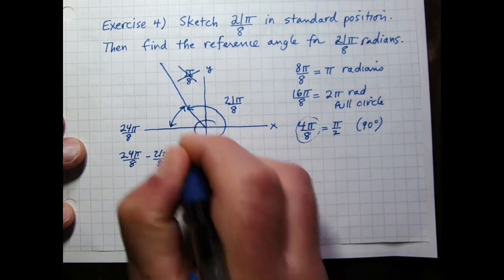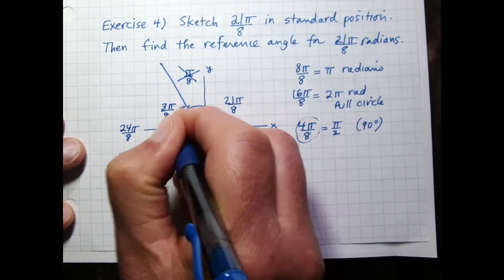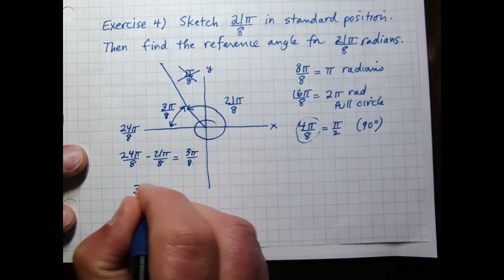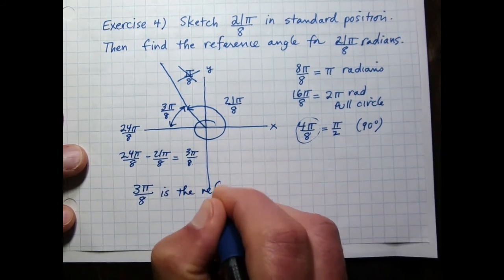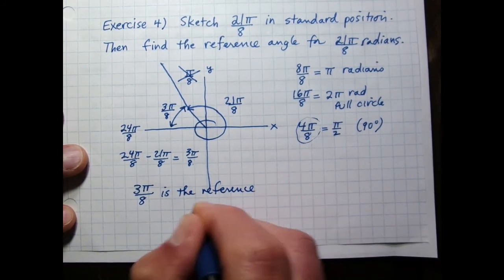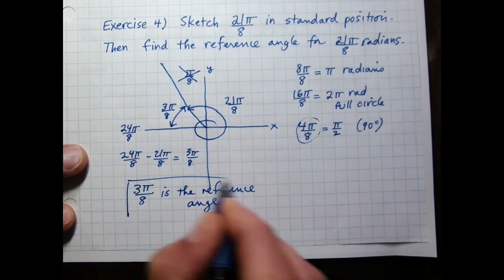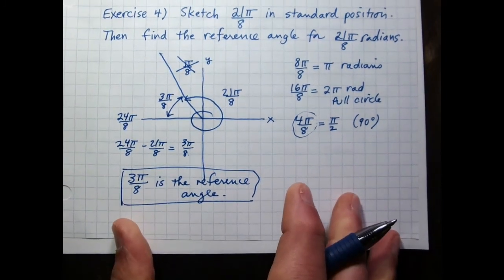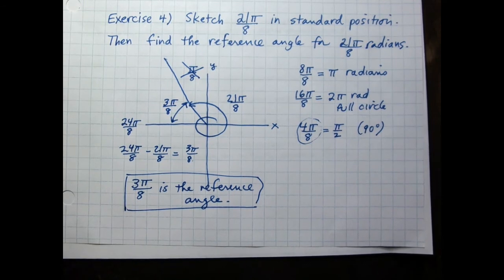Some of you will be able to figure this out without even subtracting. You'll just be able to say, how much more do I need to get to 24 pi over 8? So 3 pi over 8 is the reference angle. This is a tricky one, but the picture helped me a lot. And I think we're going to do the last two exercises in a separate video. We'll cut it off here.